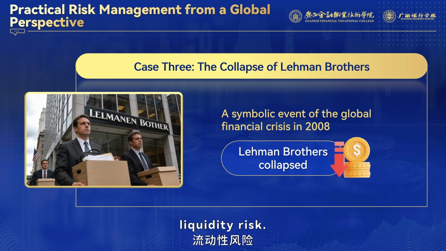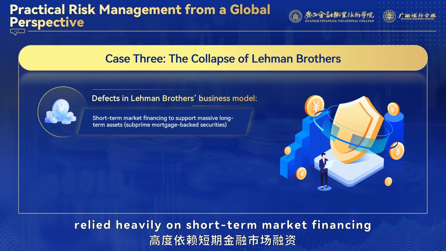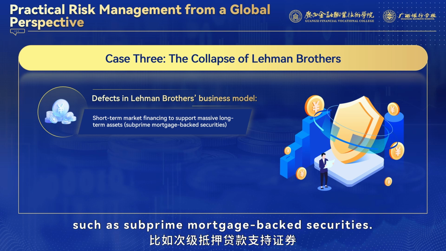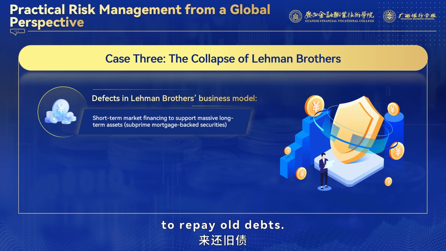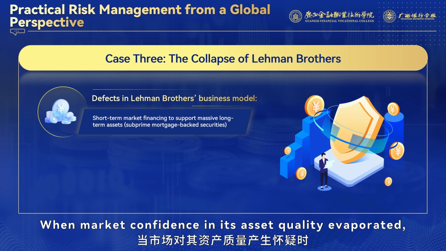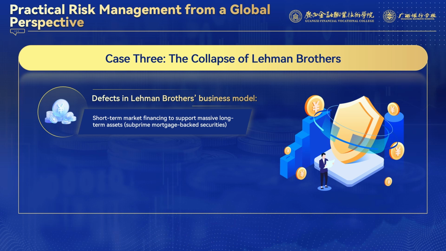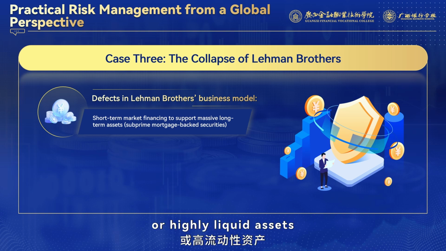Lehman's business model relied heavily on short-term market financing to support massive long-term assets, such as subprime mortgage-backed securities. This was akin to constantly borrowing new money to repay old debts. When market confidence in its asset quality evaporated, financing channels froze overnight. The firm lacked sufficient cash or highly liquid assets to meet maturing obligations.